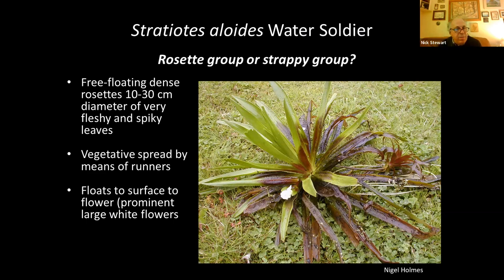It produces big, substantial rosettes that grow up to about 30 centimeters, and it has these rather stiff leaves with rather spiky teeth on the edges. Not quite easy to identify, but a serious problem in some places because it can just take over.